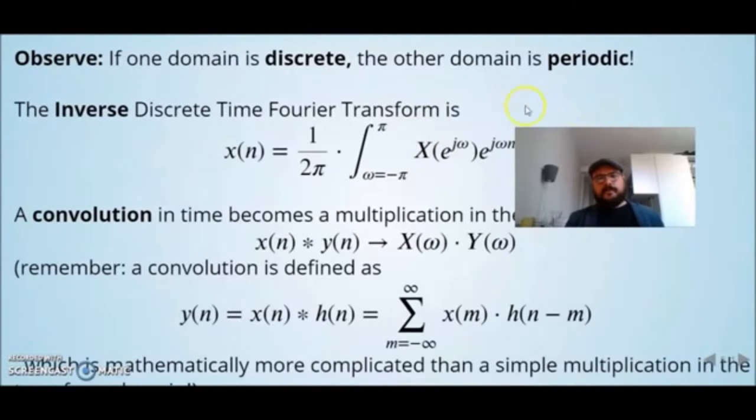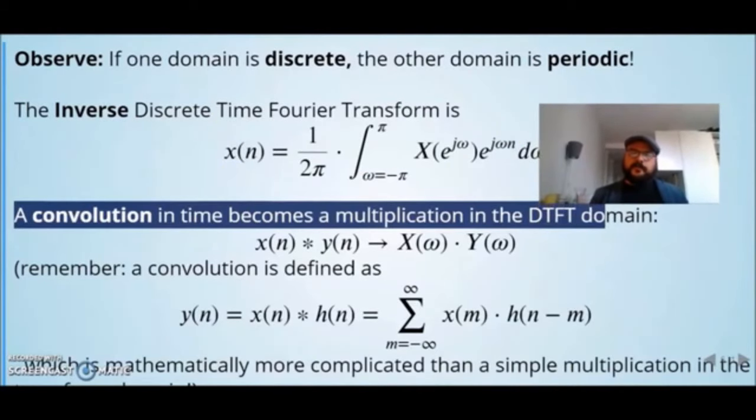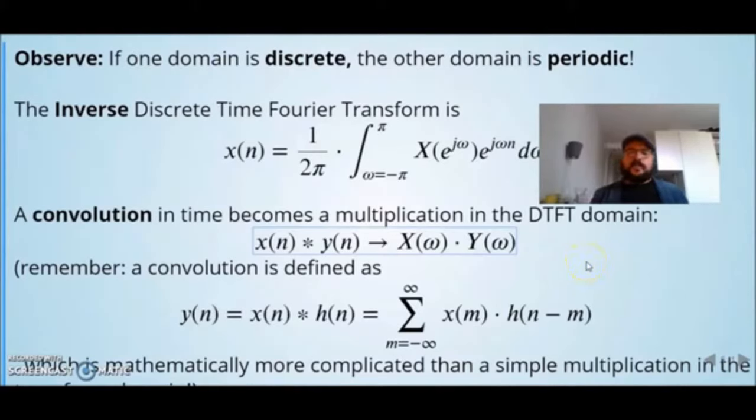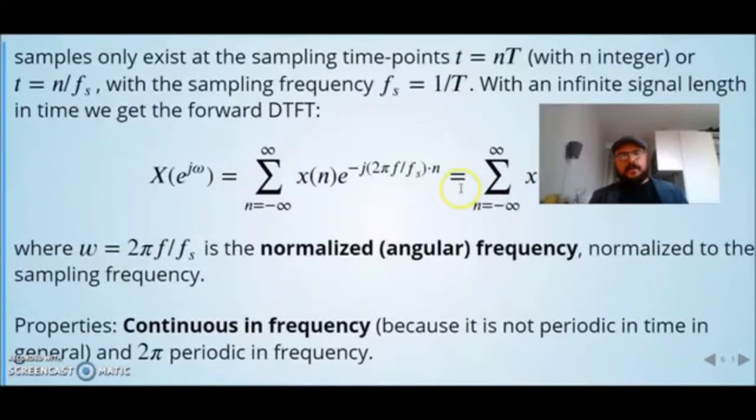This transform is also invertible, so we have an inverse DTFT. It's given by this formula, and it's very interesting and useful to note that convolution in time domain becomes a multiplication in the DTFT domain, and multiplication is usually much simpler than a convolution. Convolution is mathematically more complicated. And that's the DTFT.